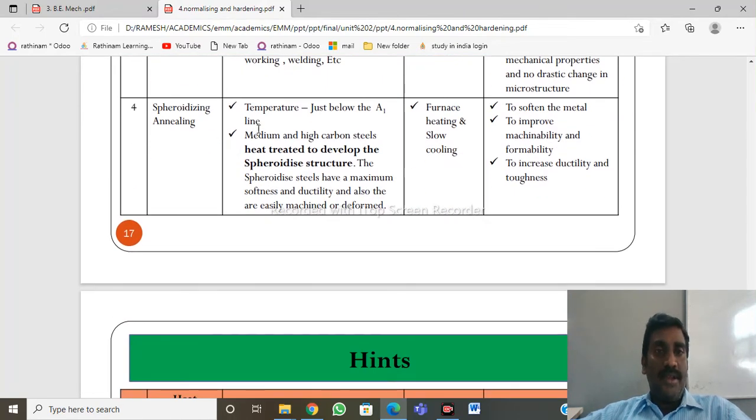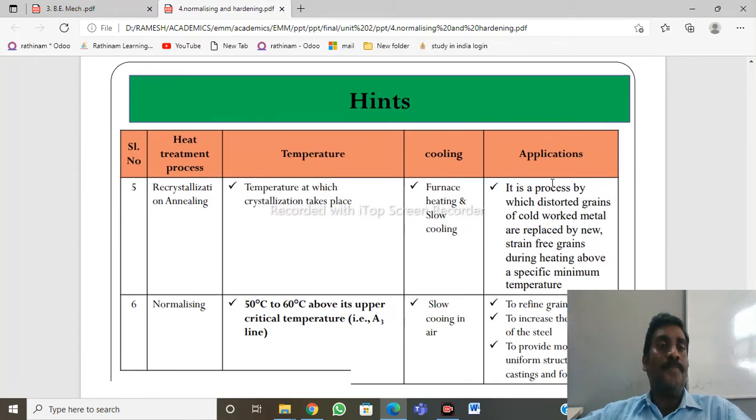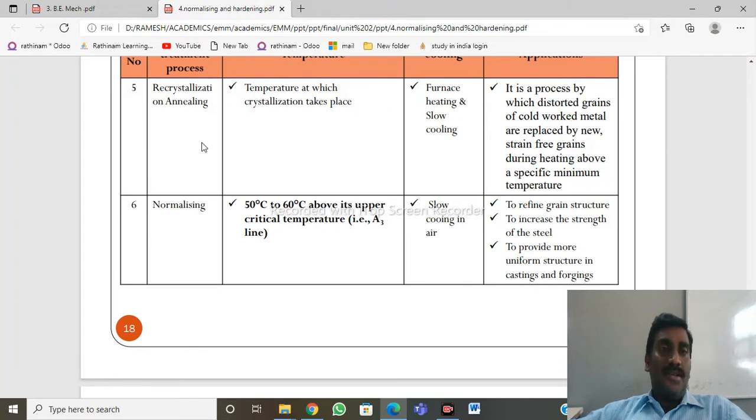Then the spheroidizing annealing, temperature just below the A1 line. Medium and high carbon steels are heat treated to develop the spheroidized structure. The spheroidized steel has maximum softness and ductility, and is easily machined or deformed. Furnace heating and slow cooling to soften the material, to improve machinability and formability, and to increase ductility and toughness.